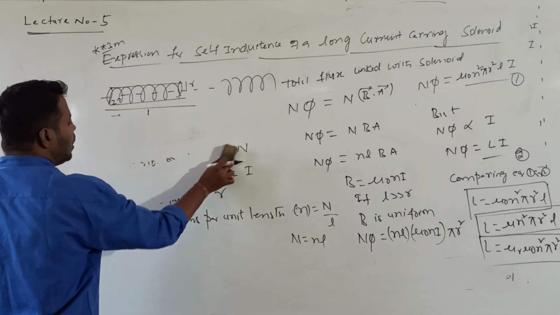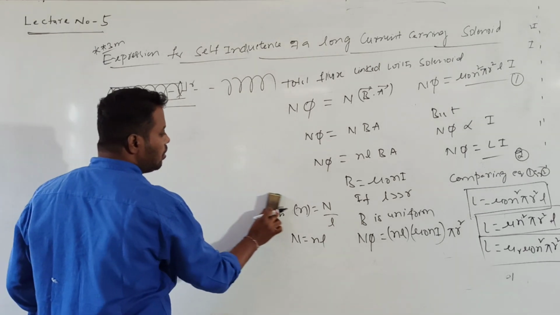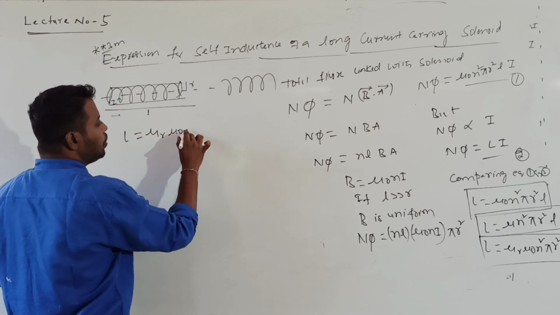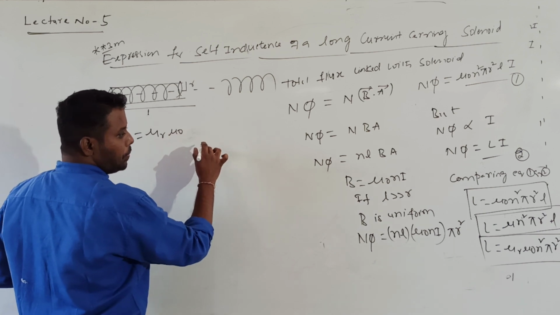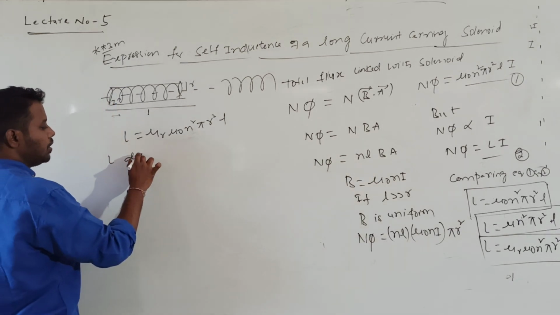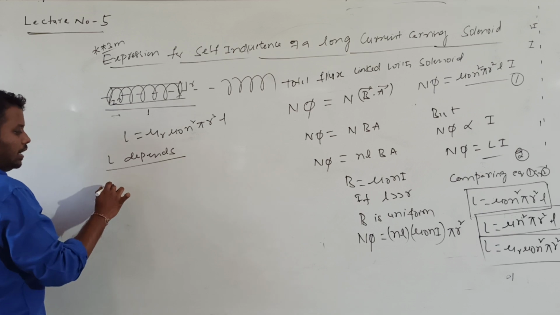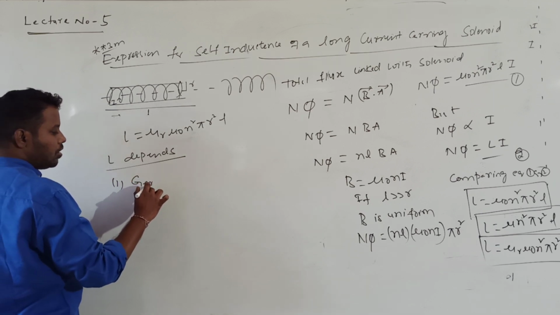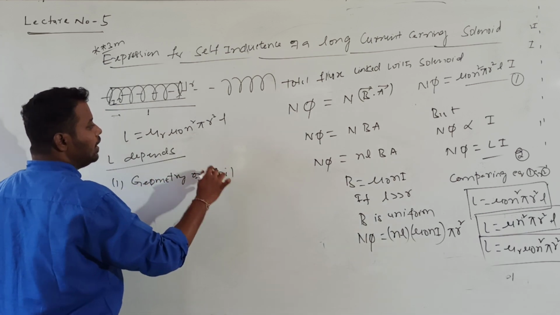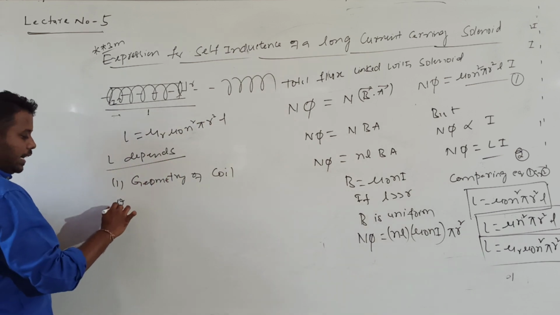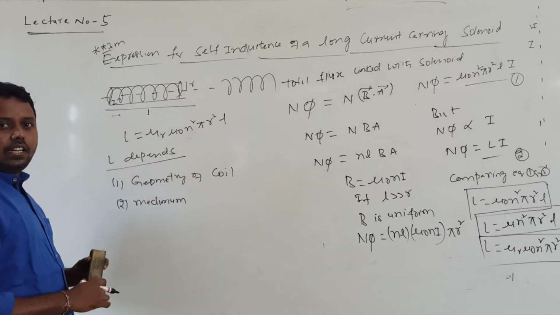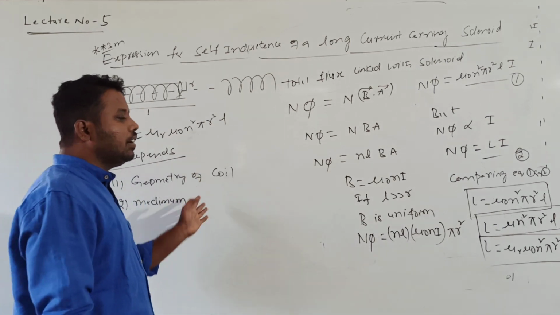The last point is on what factors the self-inductance of a solenoid depends. What is the formula for L we got? L is equal to mu r mu naught n square pi r square L. So the self-inductance of a solenoid depends upon the geometry of the coils. What is the meaning of geometry? Length, radius, number of turns. And it depends upon the medium on which the solenoid is wound. So these are the factors on which L depends.